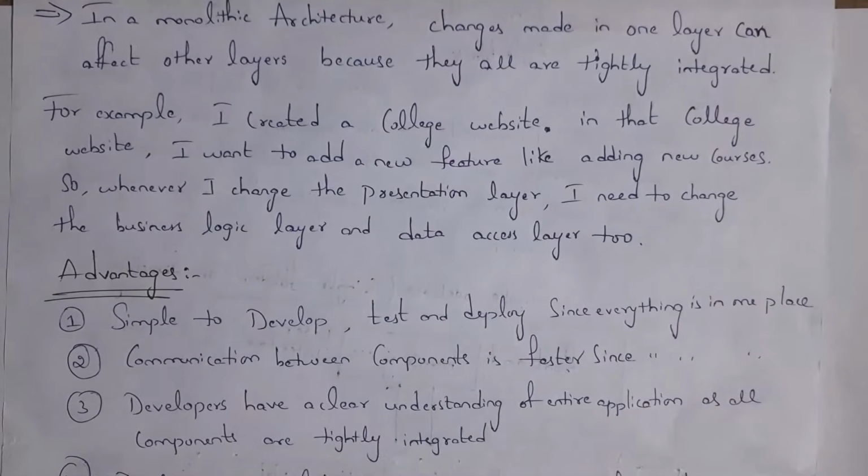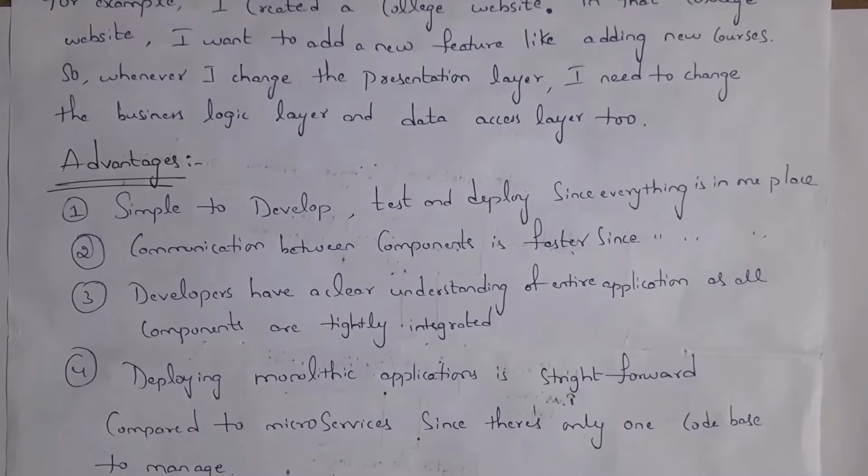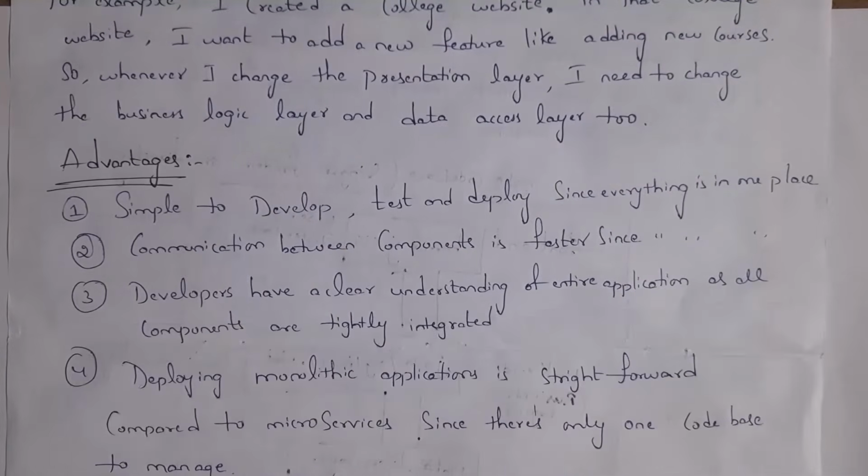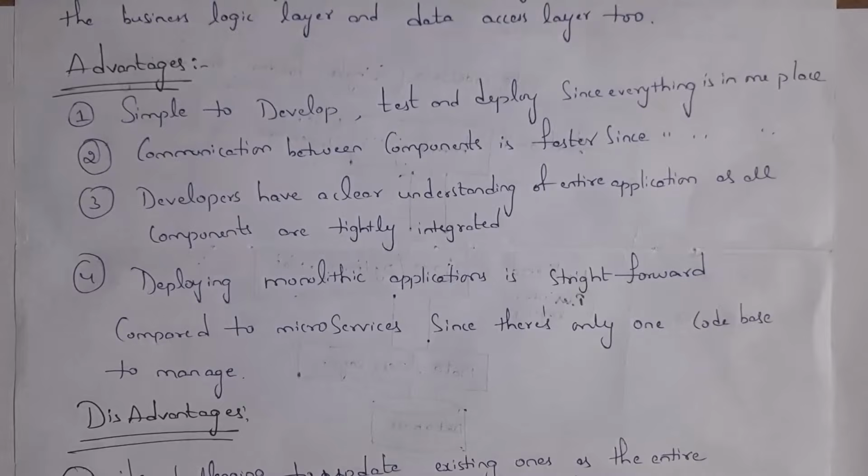As we know, in monolithic architecture, everything is stored in one place. So develop, test and deploy becomes easy and communication between these components is very fast. As all components are tightly integrated, developers can easily understand the entire application. In monolithic architecture, deploying the application is very fast when compared to microservice architecture. Next I will explain what is this microservice architecture.